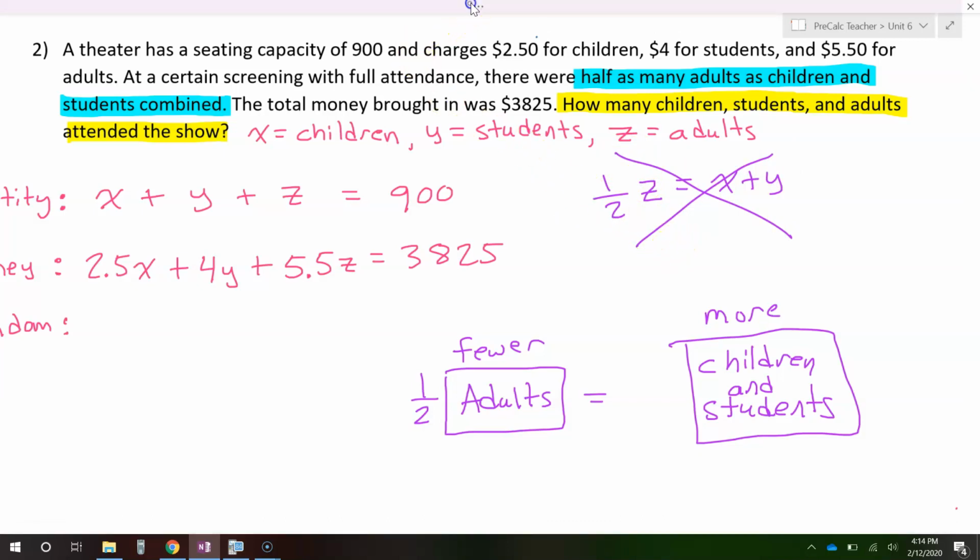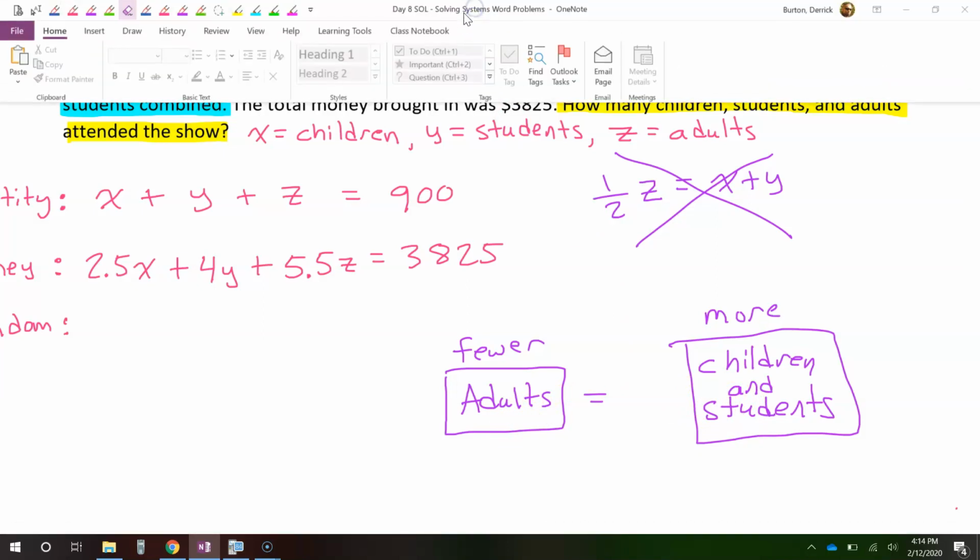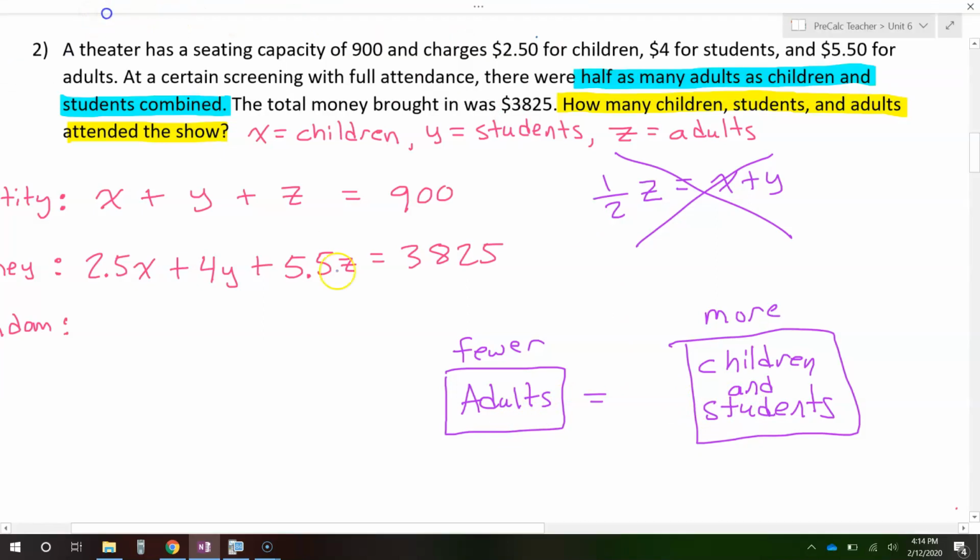And I'm trying to get you to understand why this is wrong. So if we agree that there are fewer adults and that there are more children and students, if we focus on the fact that an equation means that the two sides are equal. If I take the side that already has fewer and I cut it in half, is that going to solve the problem? Will that make the two sides equal now?